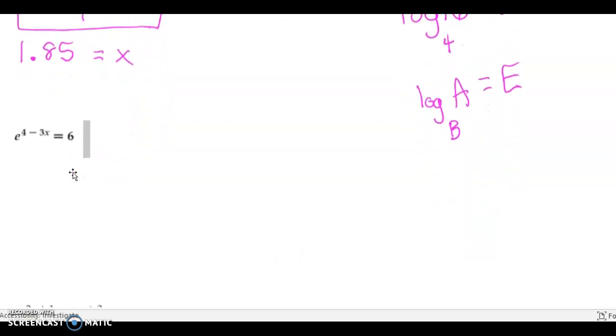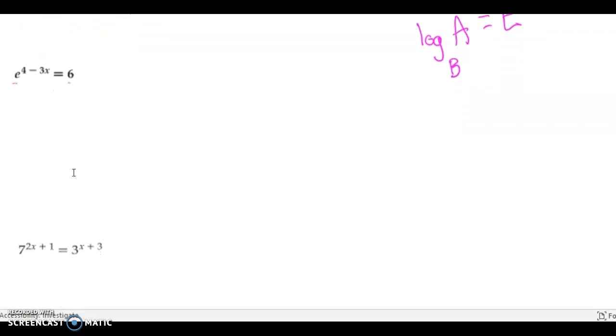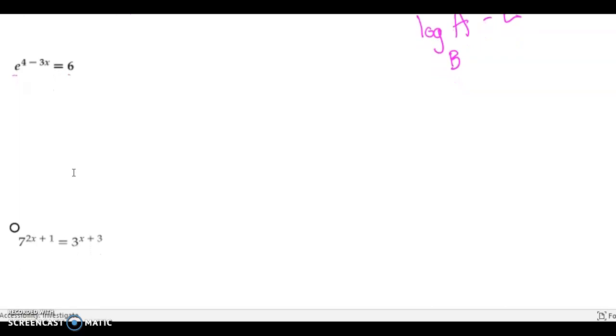All right, just to save a little bit of time. All right, and the next one, same thing. e has a base of 2.71, and 6 is the lowest base 6 will go. So I'm going to need logarithms to solve this one. This one, I'm going to use natural log, base e. Because it's base e, I'm going to use natural log. The answer is 6, and the exponent is 4 minus 3x.